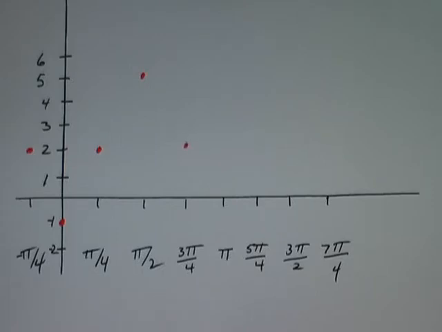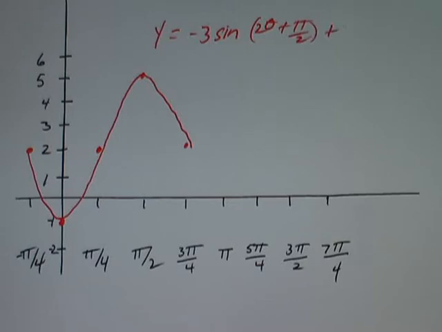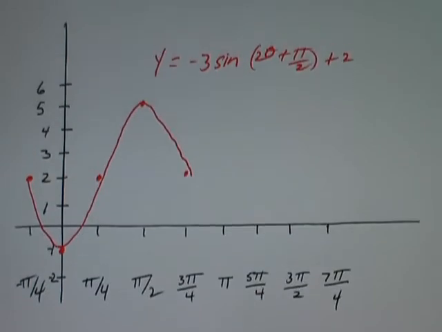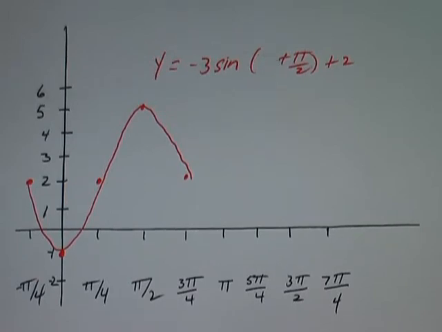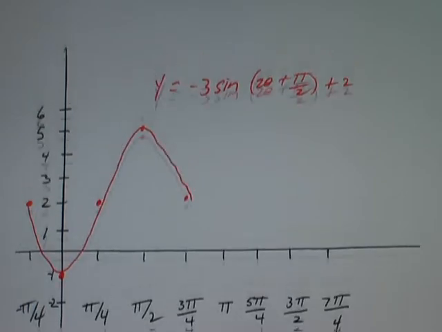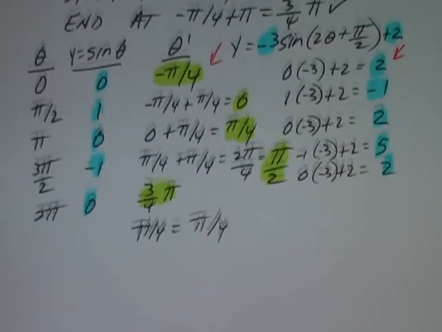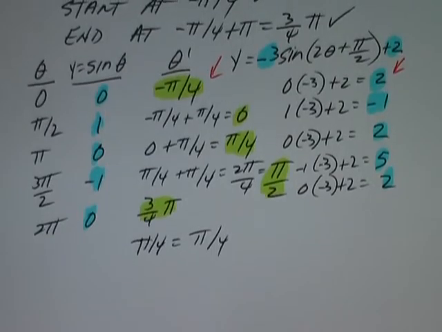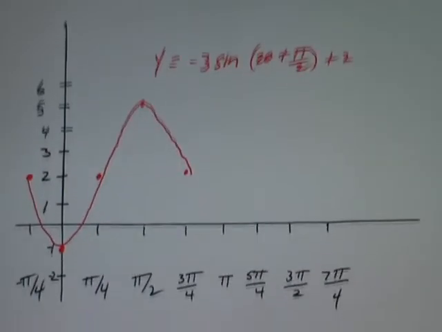Okay, so here's one period of our new function. And just let me write that new function. This y is equal to -3 sine of 2 theta plus pi divided by 2, plus 2. And again, these are our table of values that we got making the transformation. So here's our function.